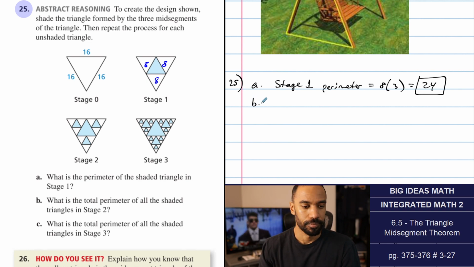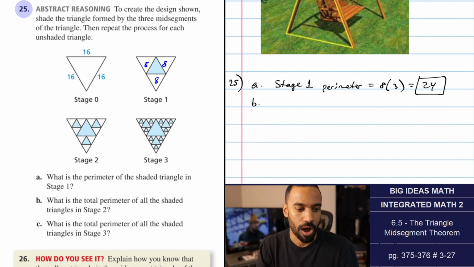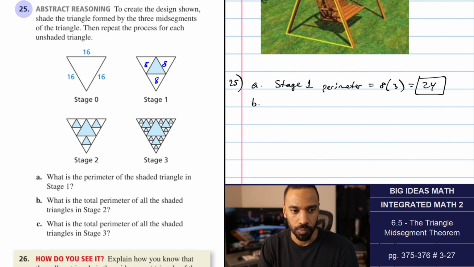Part B. What is the total perimeter of all the shaded triangles in stage 2? They still have the stage 1, so those are the 8s there. But then these are mid-segments of those within. So these are like 4s, right? 4, 4, 4. And so would all the other ones.